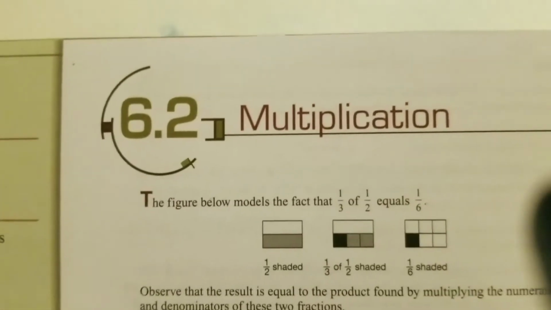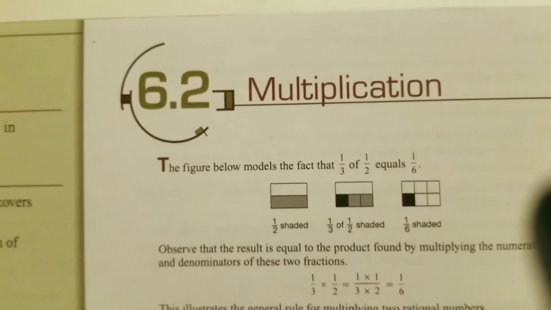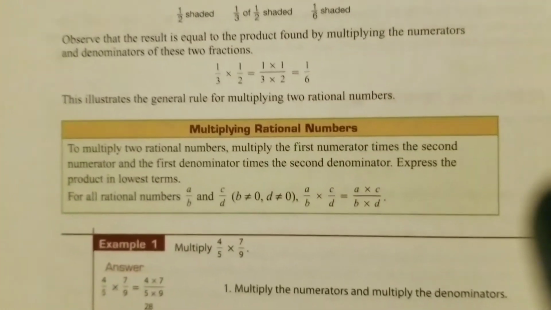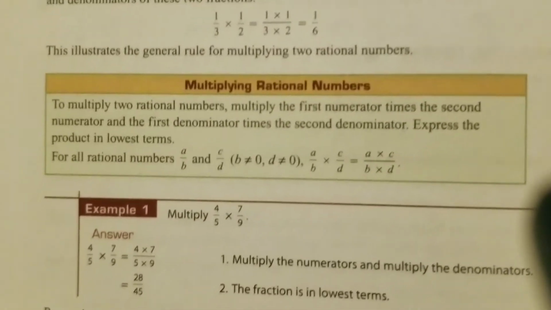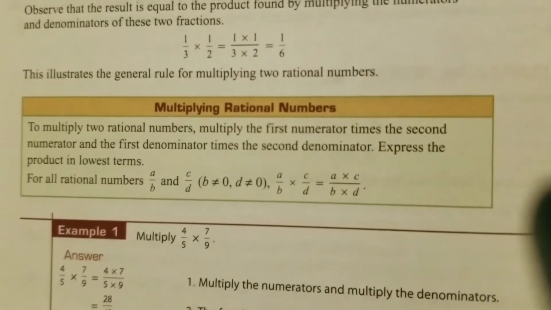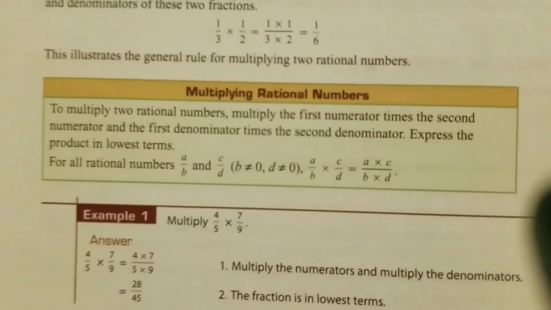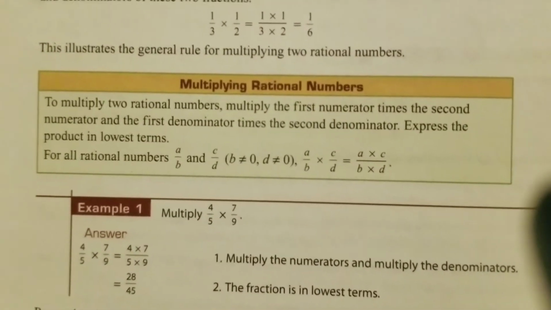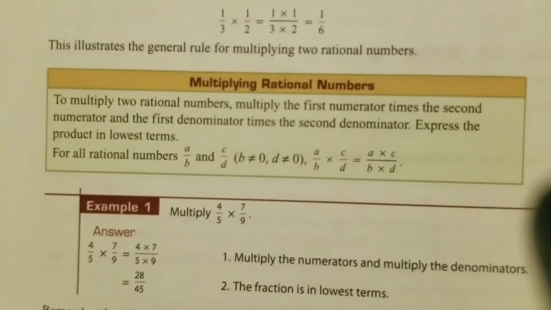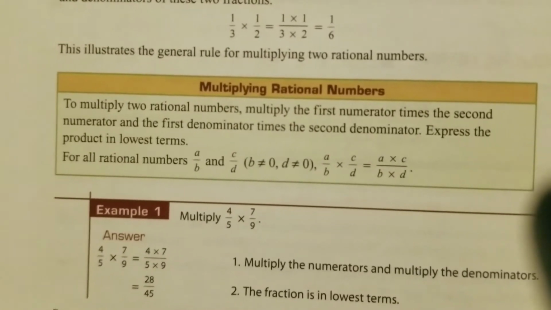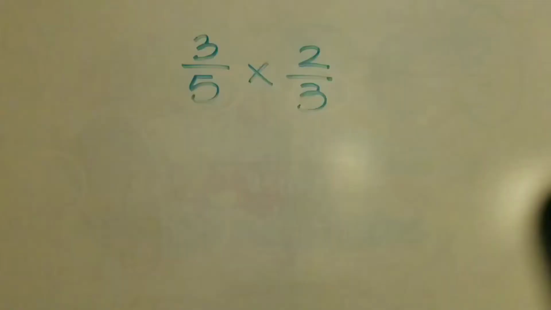Everybody please open your books to lesson 6.2 on page 226 and look in the middle of the book, where it says multiplying rational numbers in the table. To multiply two rational numbers, multiply the first numerator times the second numerator and the first denominator times the second denominator. Express the product, or the answer, in lowest terms.